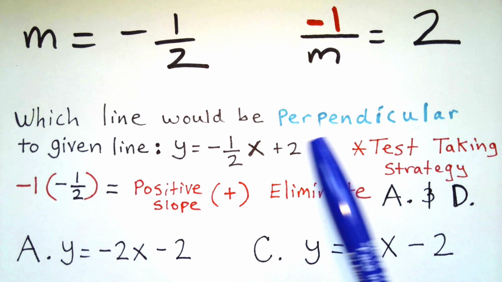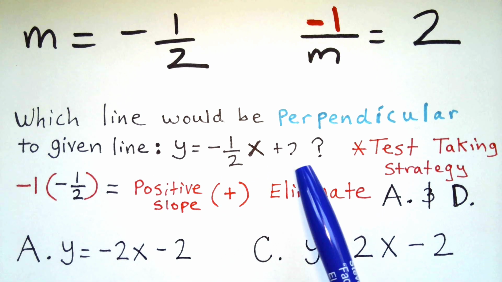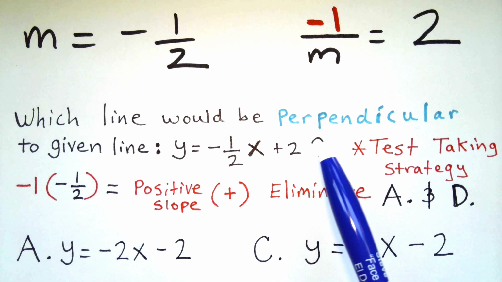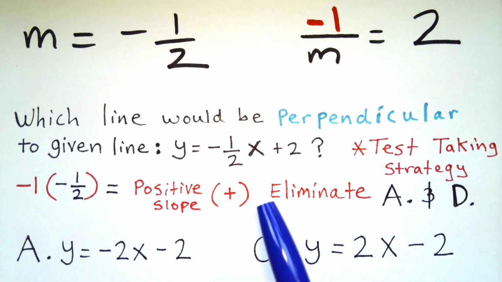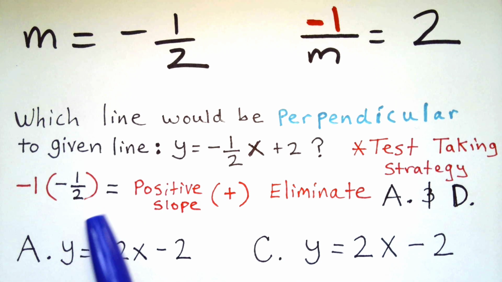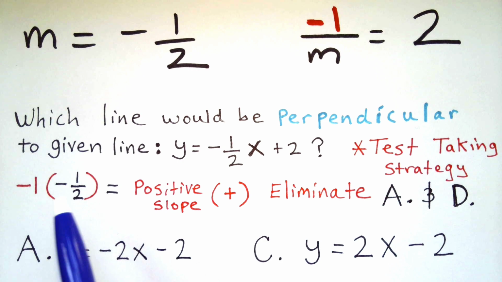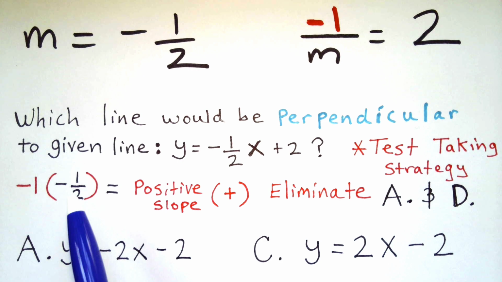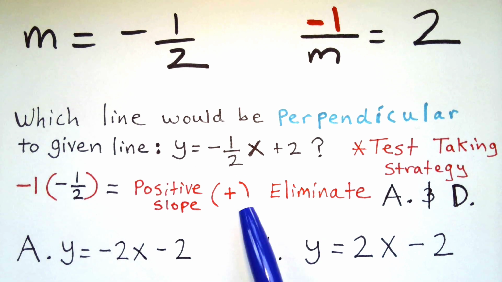So which line would be perpendicular to the given line y equals negative 1/2 x plus 2, given in the test question in the part 1 video? This is the test-taking strategy I want you to see. Even if you don't understand any of this, understand a perpendicular is the negative reciprocal. So a negative 1 times the slope they gave us, a negative 1/2. A negative times a negative is always going to be a positive slope.